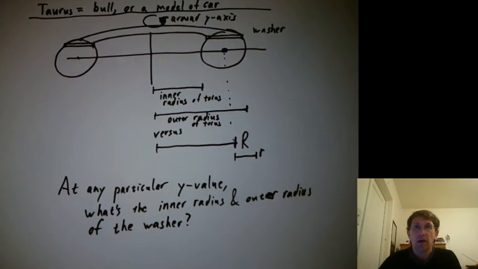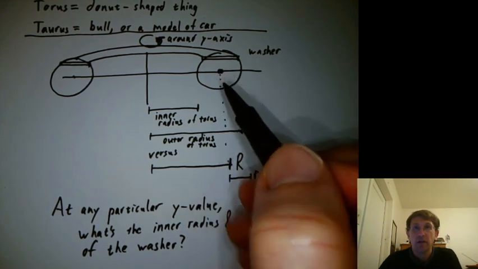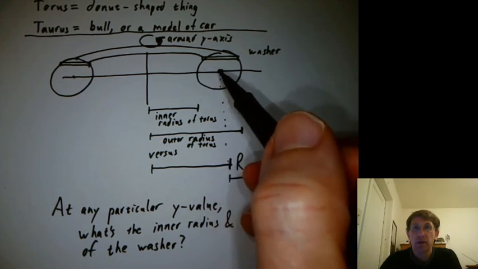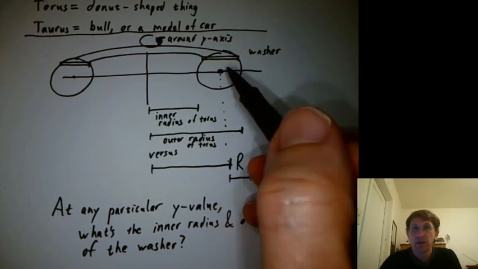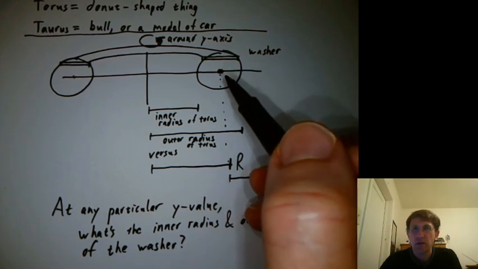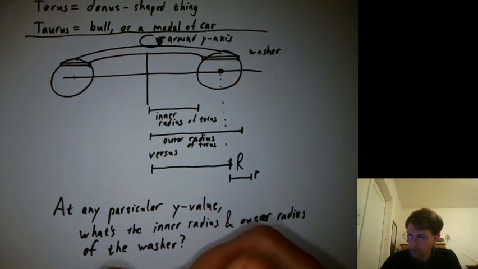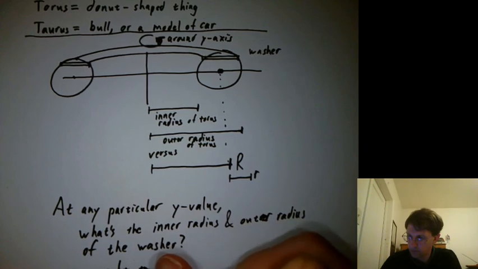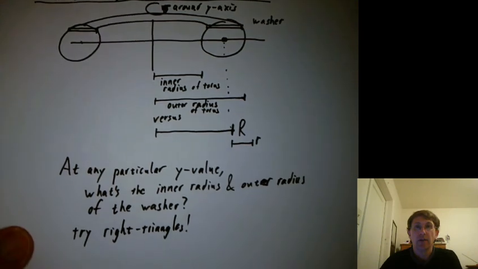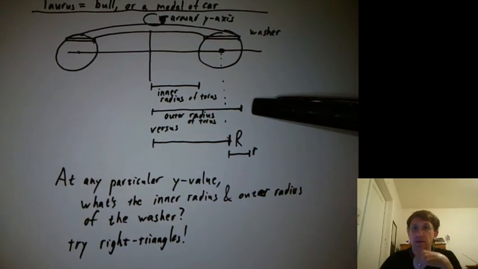We know what it would be at the center, right? It would be the big R minus the small r would be the inner radius, big R plus little r would be the outer radius. We could figure out what it would be up here. What would it be somewhere in the middle? That turns out to need a right triangle, maybe. So that's something to think about. And then we'll come back to this problem later in chapter 7.3 and imagine slicing it up another way.